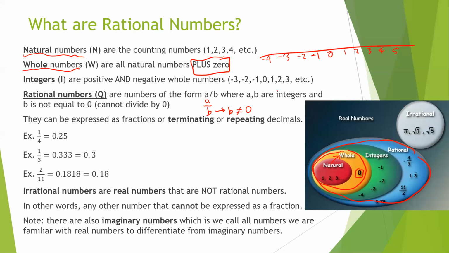A lot of times in math, we'll use letters to represent numbers that we don't actually know yet. a and b are literally just two integers that we don't know at the moment, right? But what we're saying is, if you can write the number as a fraction where the numerator and denominator are integers, so positive and negative whole numbers, and including 0, as long as b is not equal to 0, then it's definitely a rational number. Another way to tell if a number is rational or not is to look at its decimal equivalent.